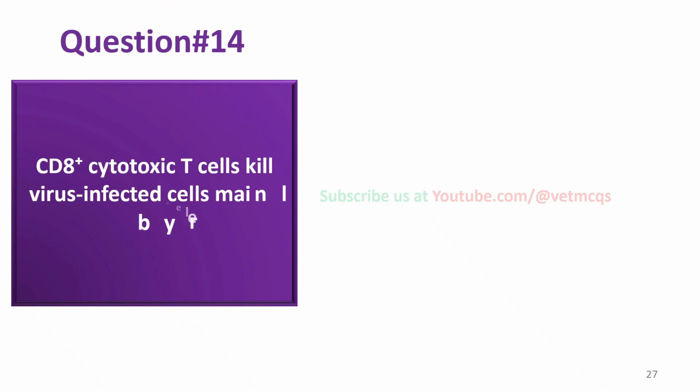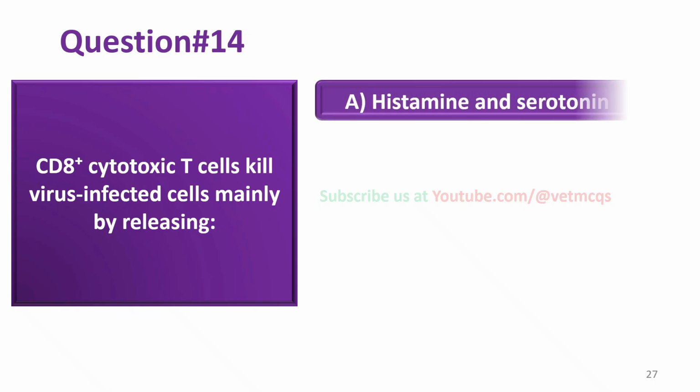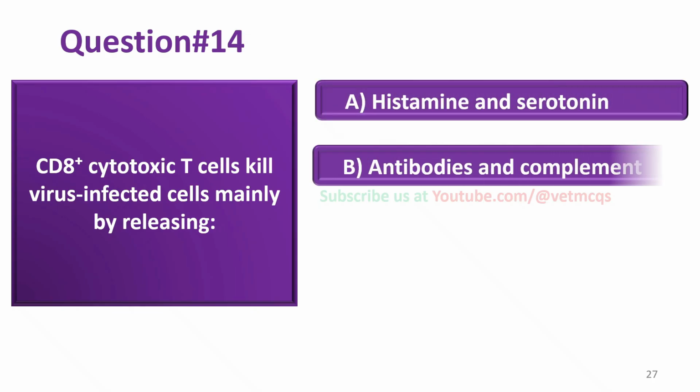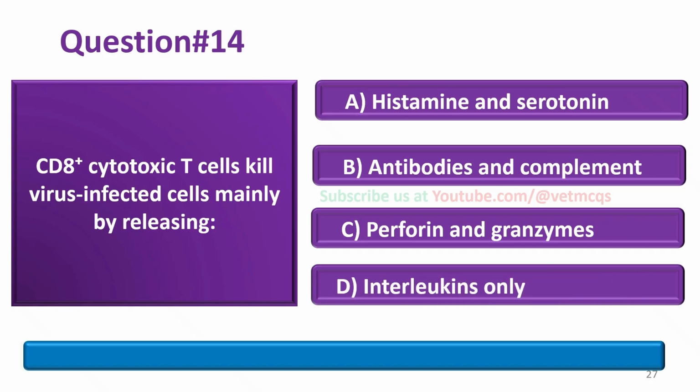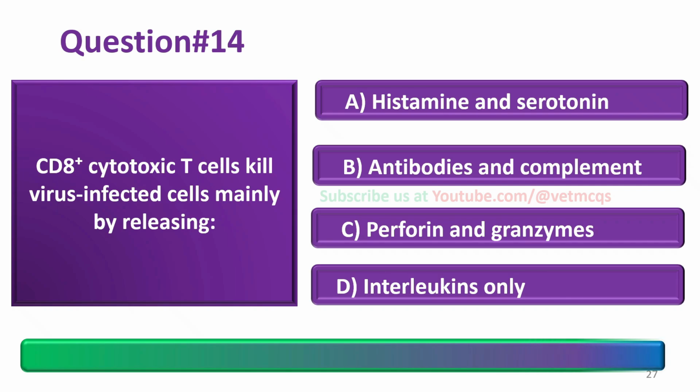CD8 cytotoxic T cells kill virus-infected cells mainly by releasing histamine and serotonin, antibodies and complement, perforin and granzymes, interleukins only. And the correct answer is option C, that is perforin and granzymes.